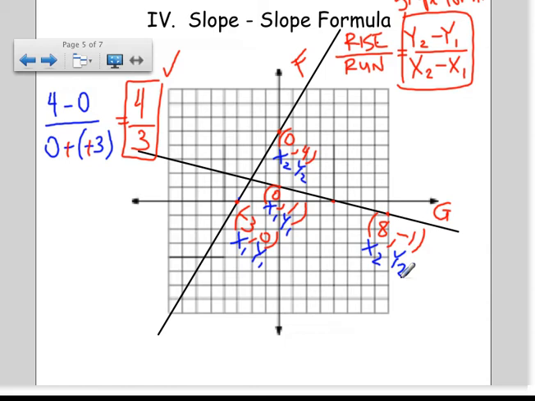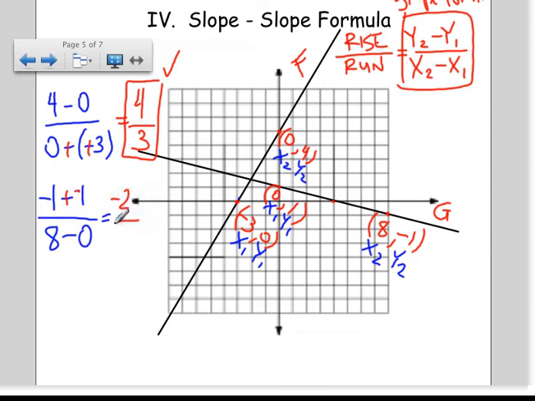y2 minus y1 over x2 minus x1. y2 is negative 1 minus y1, which is just 1, over x2, which is 8, minus x1, which is just 0. And I'll simplify to figure this out. Just need to be careful with my integer rules here. Negative 1 minus 1 is the same thing as negative 1 plus negative 1 after I kill subtraction, which is really negative 2.